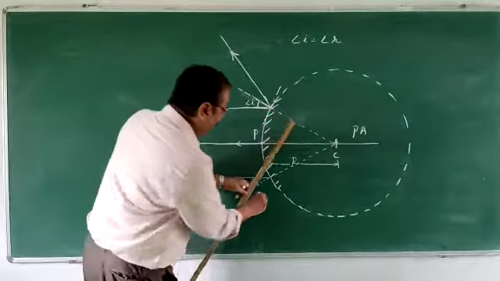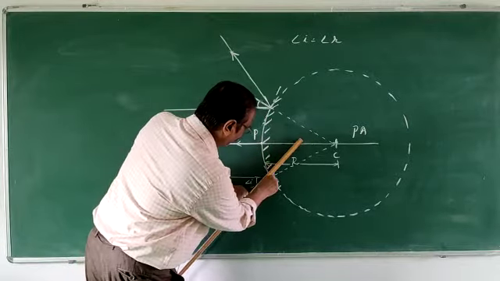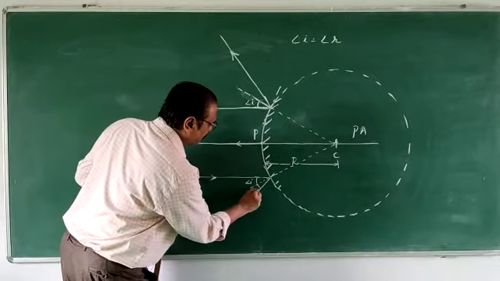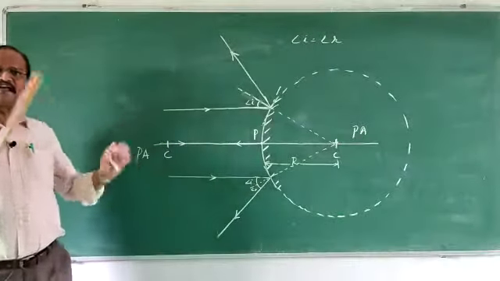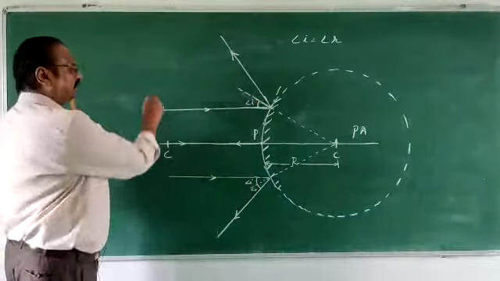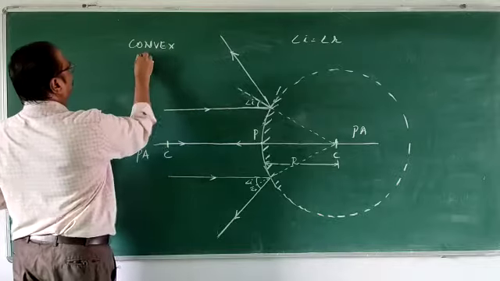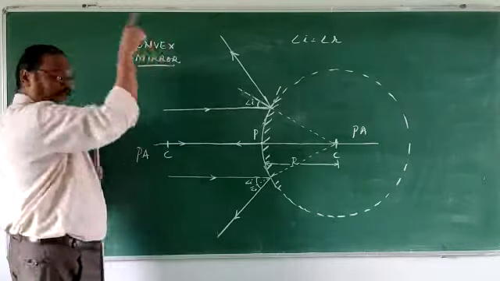Now what's going to happen? This ray is going to again diverge. It is going to come in this way, and this is diverged here. This is the angle of reflection. Okay, now it has diverged. A concave mirror is a converging mirror, and this mirror, which is a convex mirror, is a diverging mirror.